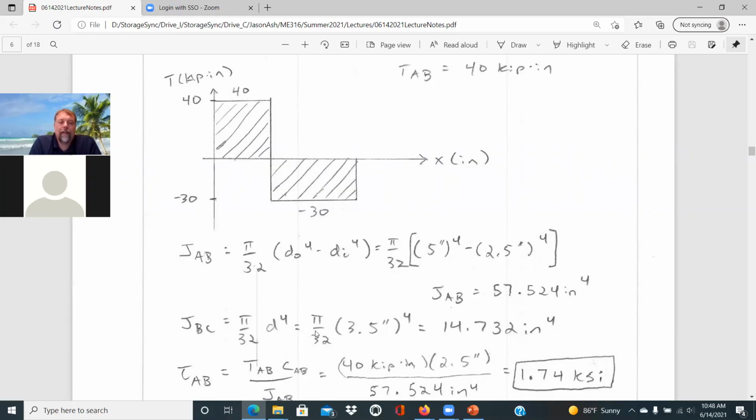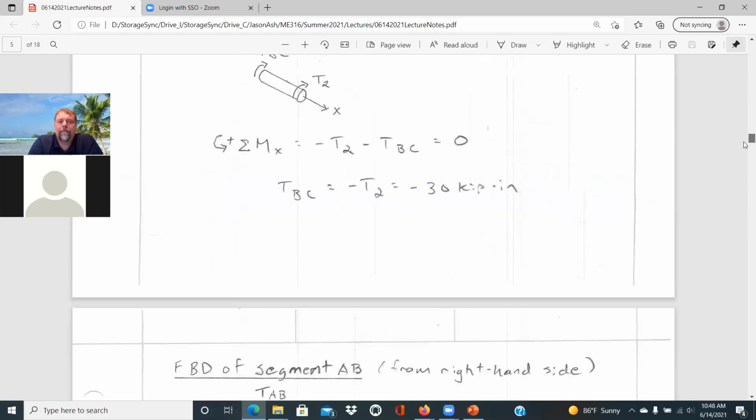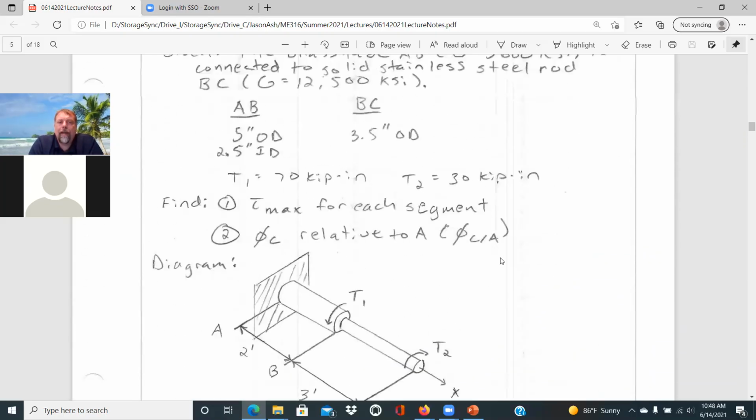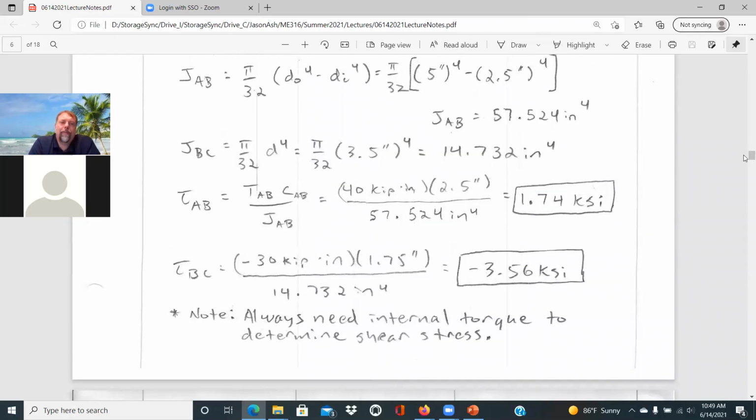For the solid section, that's 3.5 inches. Just pi over 32 times 3.5 to the fourth will give you 14.732 inches to the fourth. And we can calculate the maximum shear stress for the section AB, just TAB times CAB over JAB. Again, C is the distance from the center to the outer edge. And so if the outer diameter is 5 inches, that radius then would be 2.5 inches. That'll give you a shear stress of 1.74 KSI.